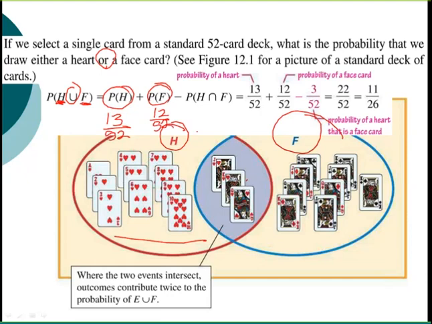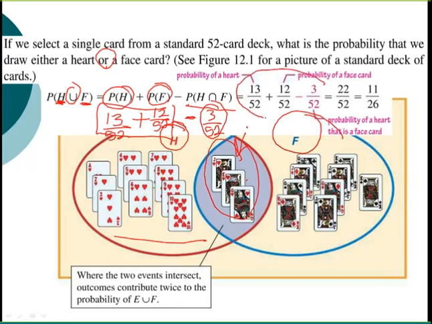And then you have to subtract the overlap because we don't want to count this twice. If I add this here, I'm counting all the face cards twice. So I'm subtracting these 3, by all I mean the 3 hearts. I'm going to subtract the 3 out of 52 that are hearts and face cards that I counted twice, and you see that math happening over here.